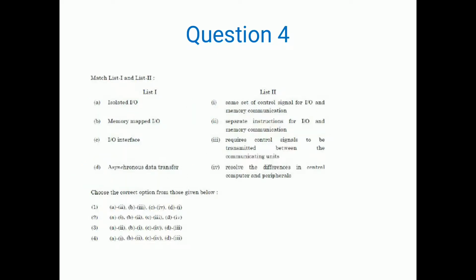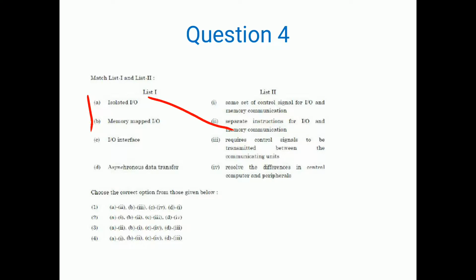So the next question is, in List 1 we have been given isolated IO and memory mapped IO. These are two bus configurations. In case of isolated IO, the common bus and the common address space will be given, but different control signals are used for memory and IO. And according to List 1, the option is 2, that's a separate instruction for IO and memory communication.